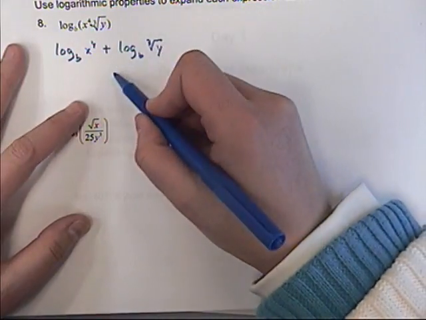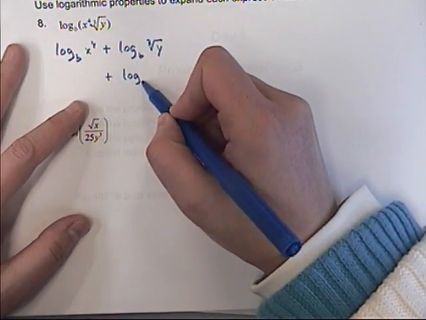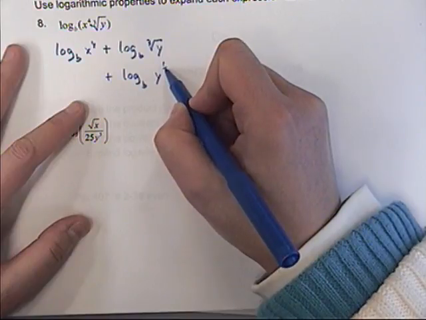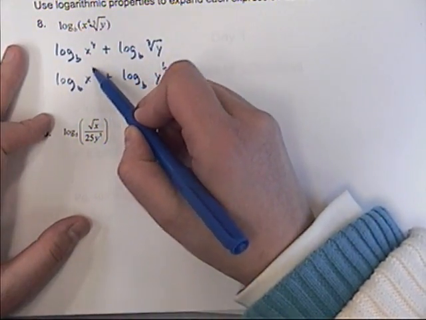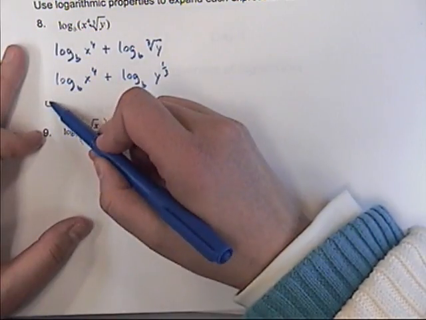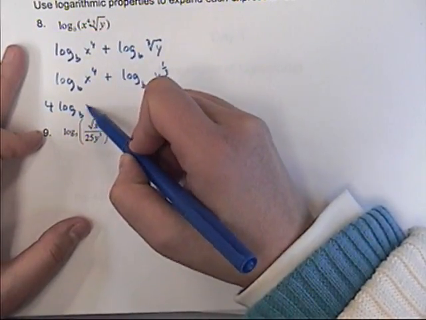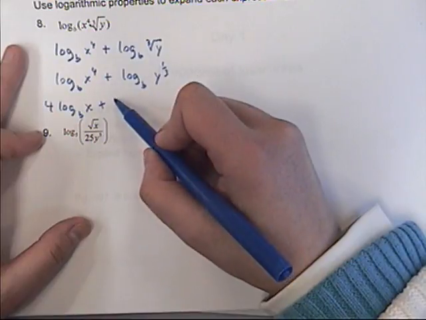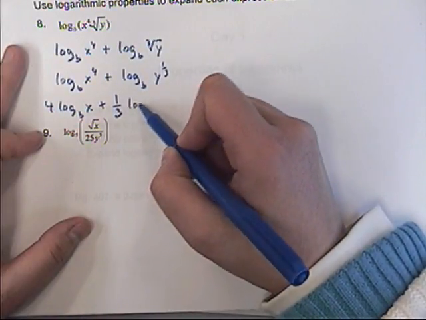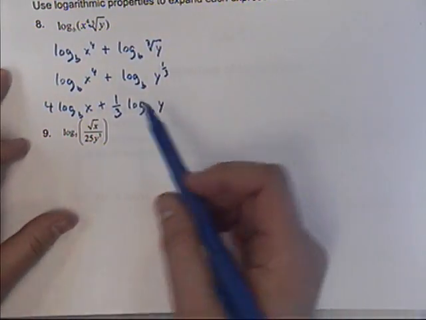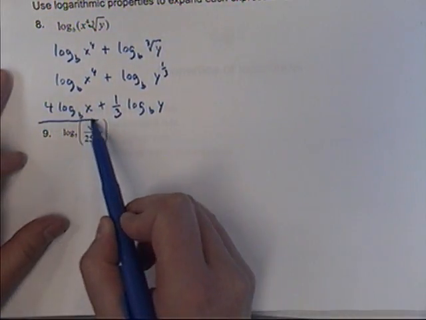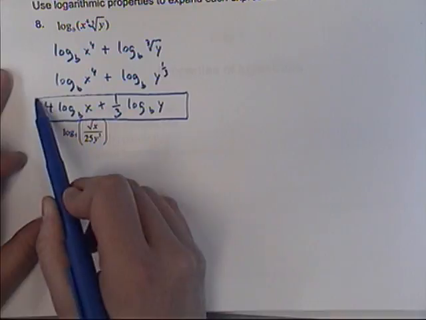Now, whenever you have cube roots, you want to change that to the exponential version. So that's y to the 1/3. Why? Because then we can apply the power rule to each one of these. This little exponent of 4 can go out in front. So that's 4 log base b of x plus, again, this exponent can then go in front now that we have an exponent to work with. So it's 1/3 log base b of y. And that's my final answer.